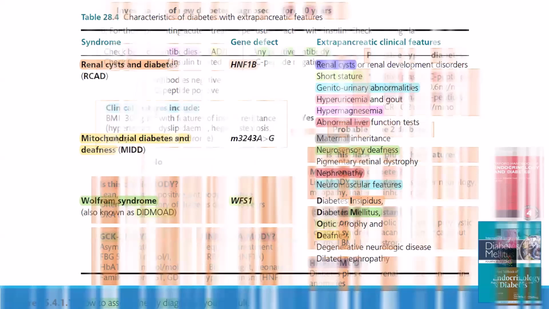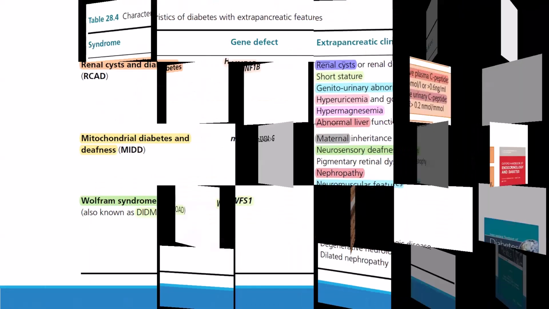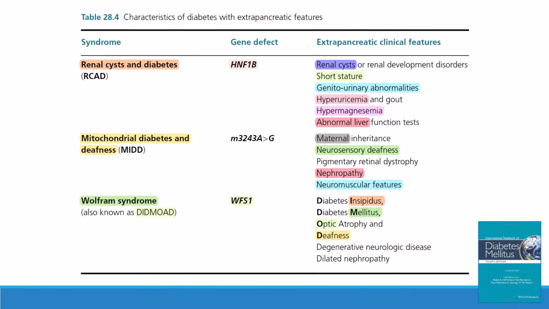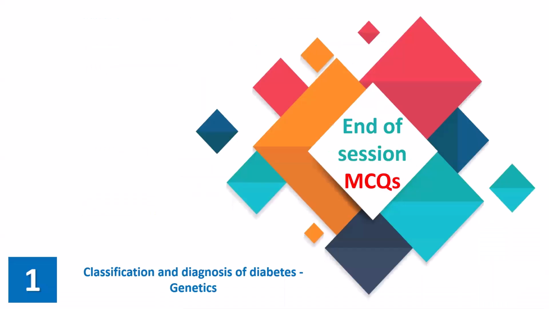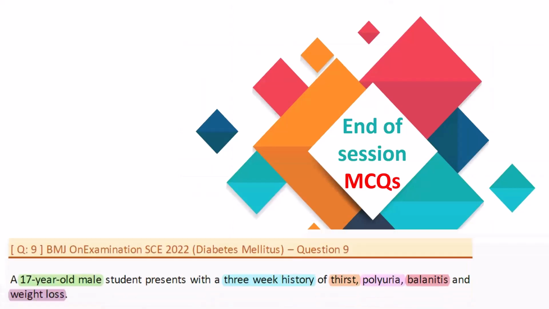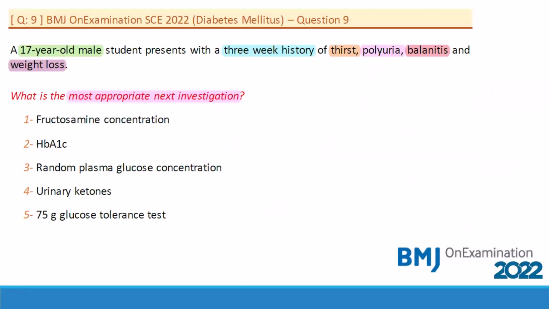And this algorithm shows how to differentiate between the different forms, and we covered it in more detail previously. The most important are renal cyst and diabetes, mitochondrial diabetes, and Wolfram syndrome. Let's finalize this session with some MCQs, and then I will focus on the previous exam.